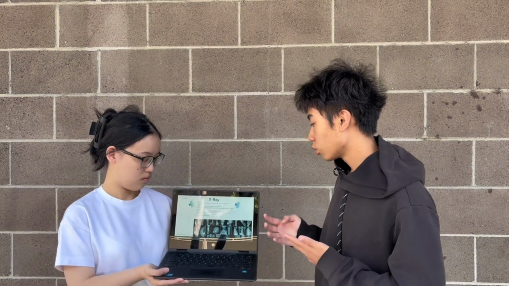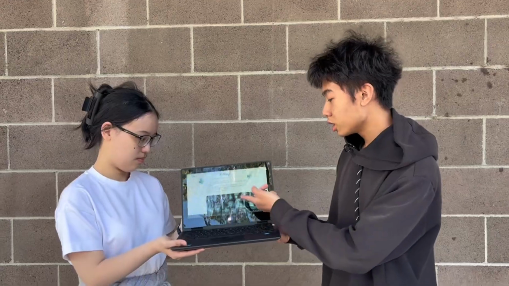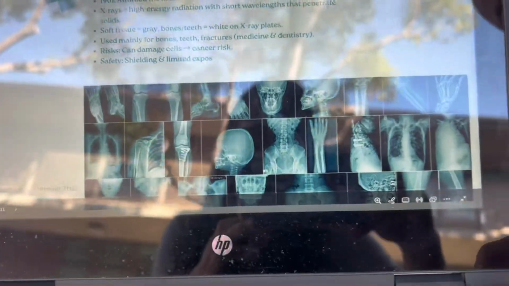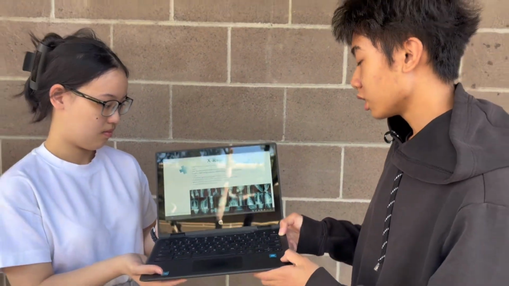An X-ray is high energy radiation with short wavelengths and it penetrates solids. And using X-rays is really harmful because it could damage your cells with risk of cancer. And these are images of the X-ray. So the gray part is the soft tissues, and the white parts are the bones and teeth.